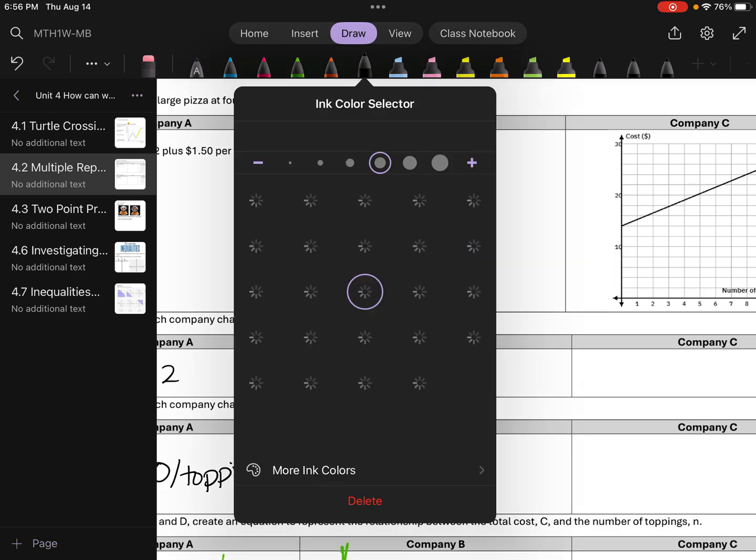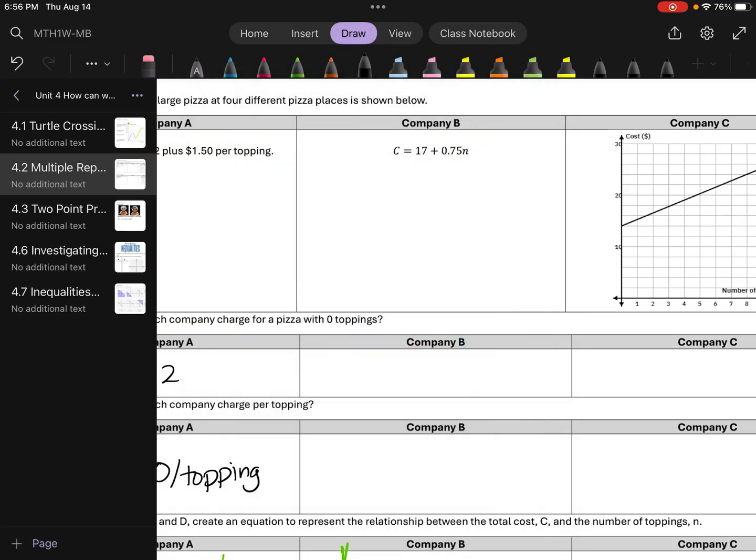Okay, so 0 toppings means that I'm looking for my initial value. So in this equation, to find my initial value, I'm looking for what number doesn't have my letter or my variable with it. So my base cost of my pizza without any toppings is $17. And then my toppings are 75 cents per topping.